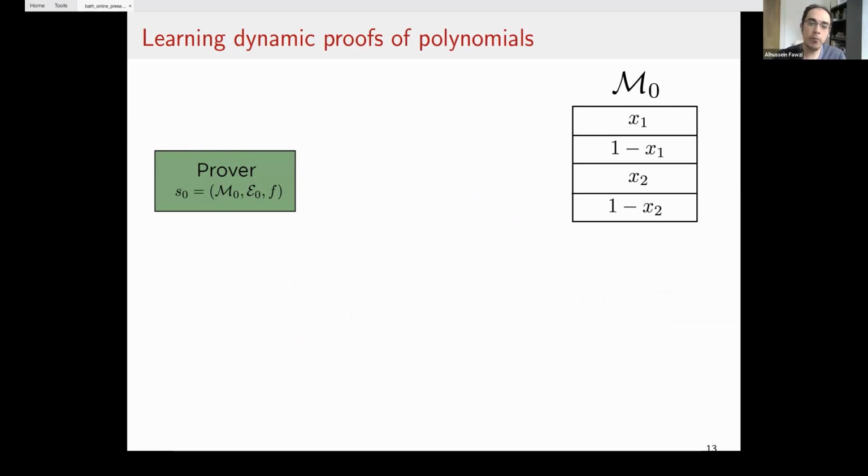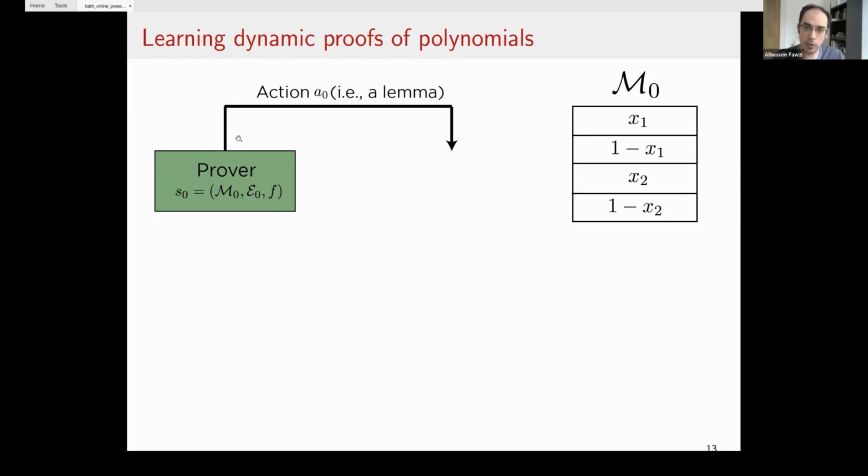So as I said, we have the agent, which is the prover, and the state that we are at currently is characterized by the memory. The memory is all the elements that I have proven so far, as well as the axioms. That contains all the lemmas that are non-negative, and also the equalities that I have. So, for example, xi squared is equal to xi, and so on. And then the function that I want to upper bound. That would be the sum of xi's, for example.